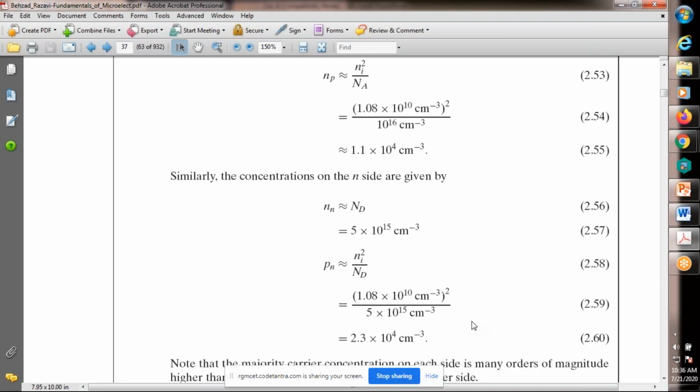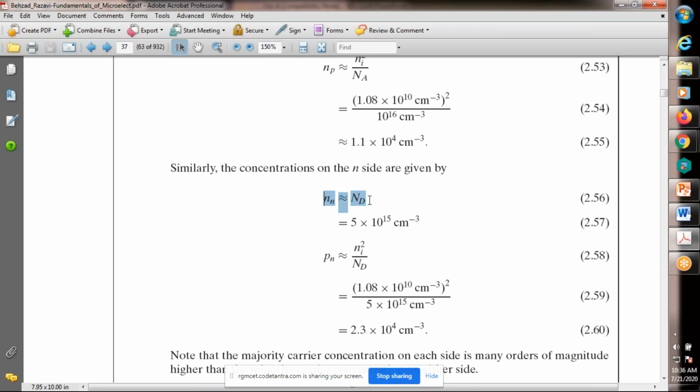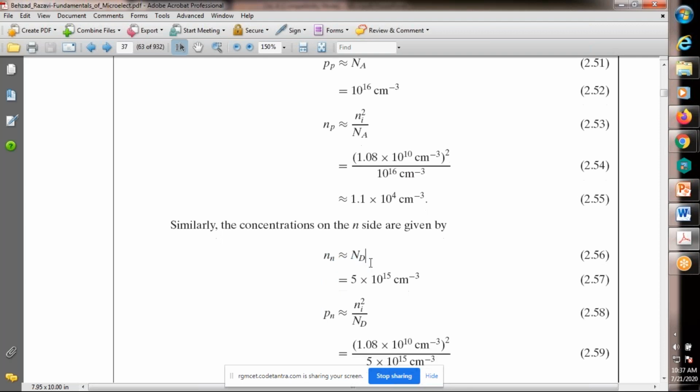One important observation here is that majority carriers depend on donor atoms or acceptor atoms. If it is N-type material, number of electrons is approximately equal to number of phosphorus atoms added. Phosphorus atoms are also called donors. It will donate one extra electron. That's why donors. Number of electrons is equal to number of donors.